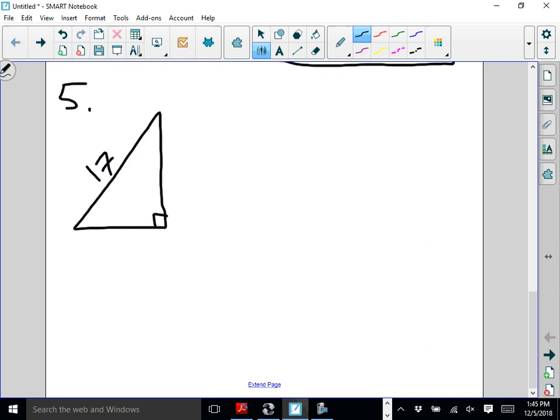I'm not going to call it C or Z. I'm not going to give it a variable because it isn't varying, and it won't in this problem. Okay?